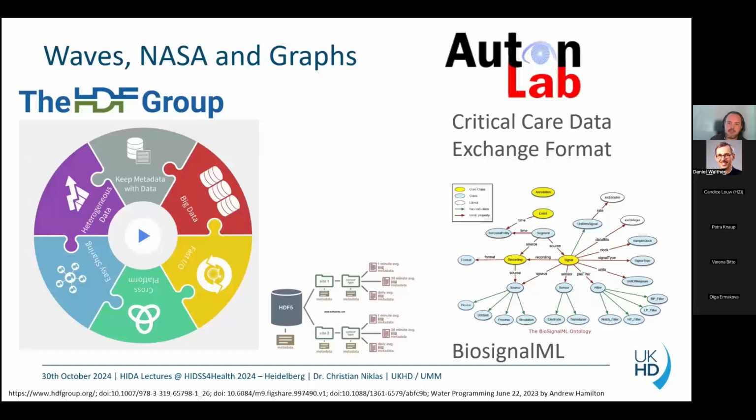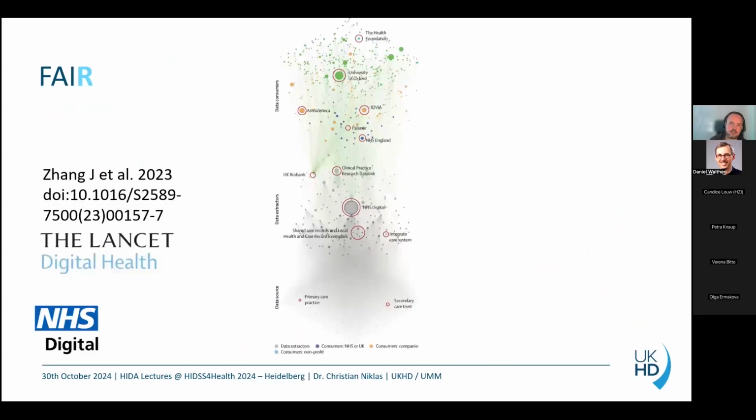So there have been, on the back of this data format, which is optimized for I/O, some propositions like the critical care data exchange format or the biosignal ML from a group in Auckland, Peter Hunter's group. And this might be valuable, especially for the signal domain, but also you could probably put in DICOM files into that same structure and work on that.